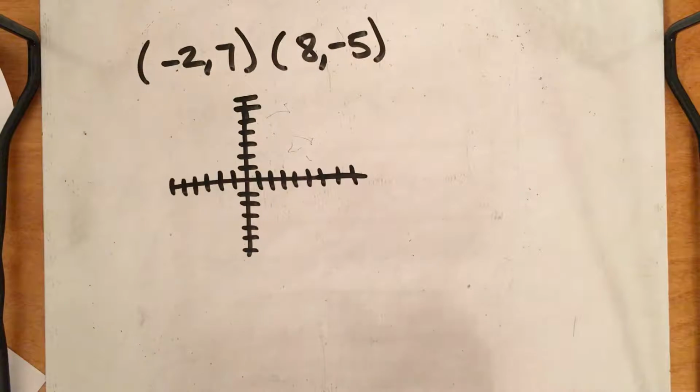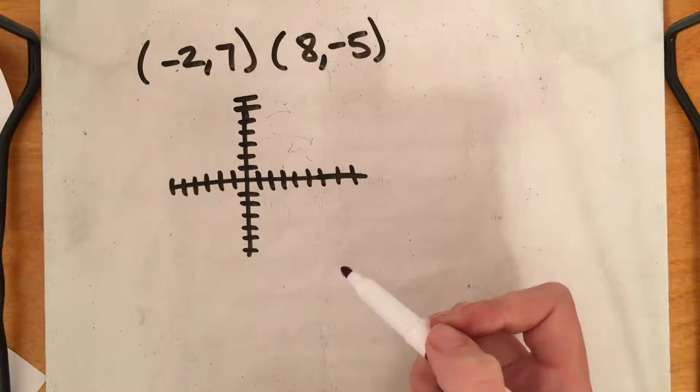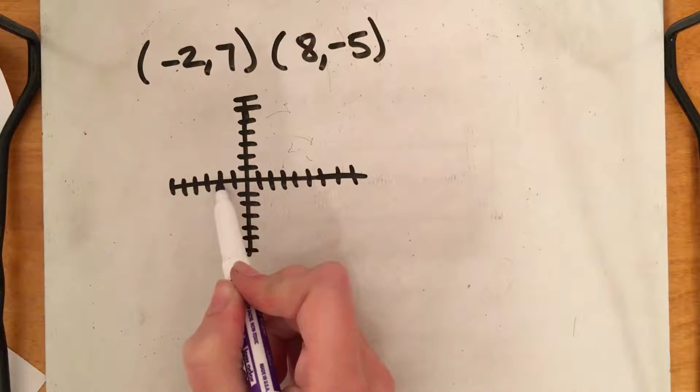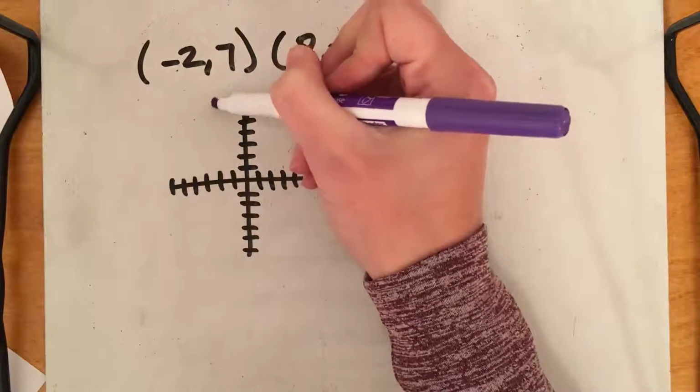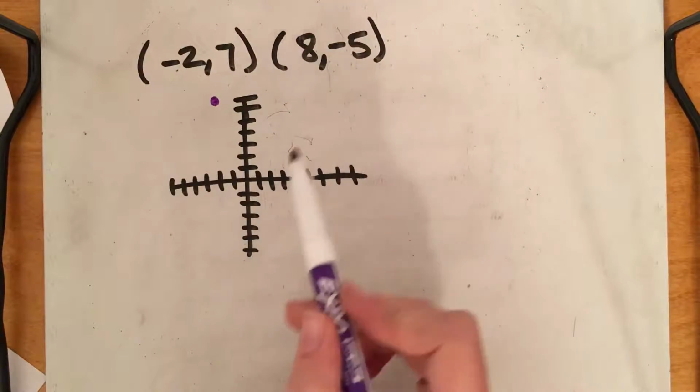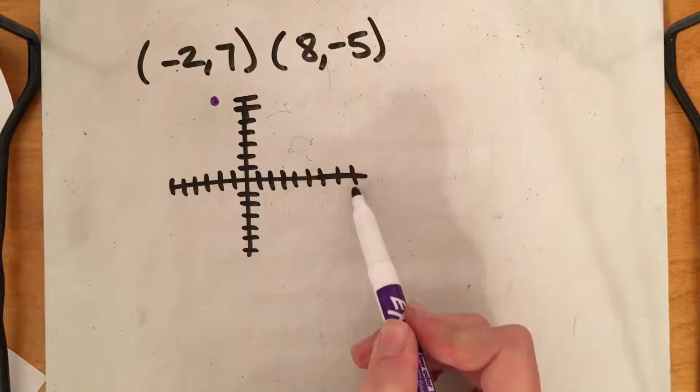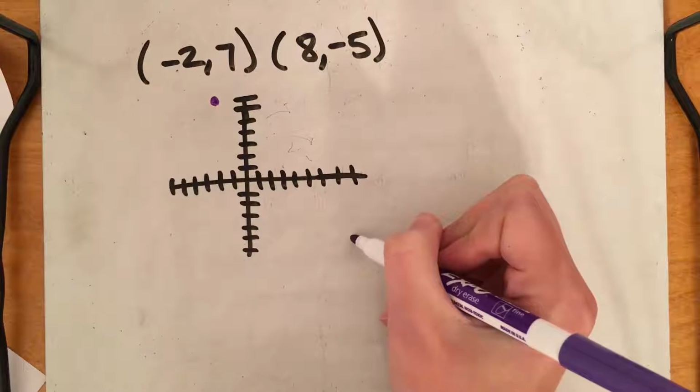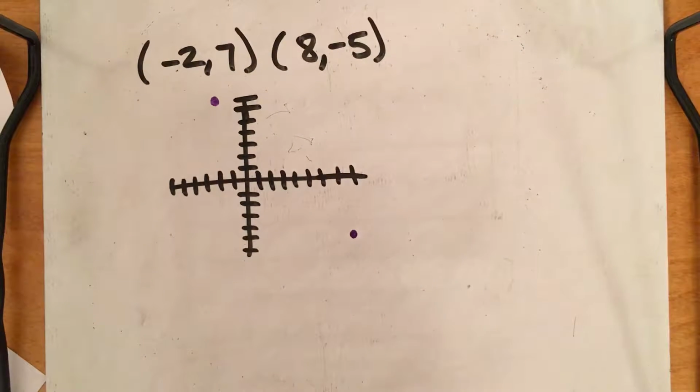Okay, just some axes here, and I'm just going to show you, we're going to plot these points approximately. Now, if you're doing this on a test or something, maybe you just want to sketch the graph. I'm going to try to make it a little more accurate so you can see the points better. So -2, +7 is, I believe, right here. And then 8, -5. I think I made this 8 long, and 6 down, so we're just going to go 1 less than that. Okay, so those are our points there.